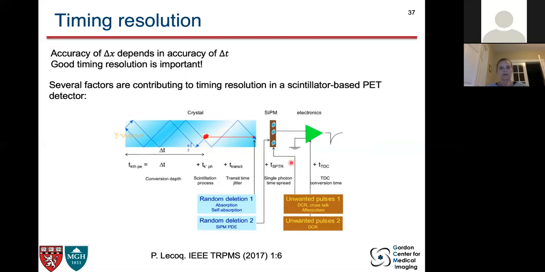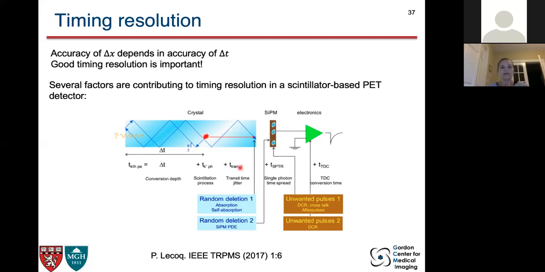This figure highlights some of the things that will cause a time jitter, or an uncertainty in the timestamp that you obtain. The total time jitter will be a function of the conversion depth, meaning how far the gamma travels into the crystal before interaction happens. We will also have the scintillation process itself, meaning the scintillation decay. There is an uncertainty in when the optical photons will be emitted from the interaction location.